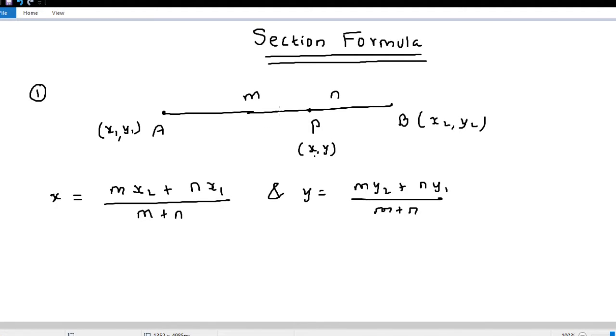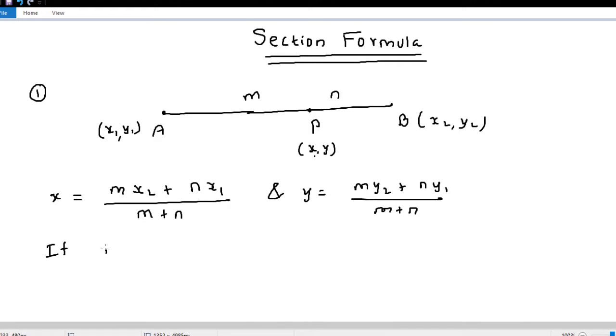Let us continue here. Let us understand that if you multiply m with the x coordinate of point B and n with the x coordinate of point A, that is, diagonally you are multiplying them, upon the sum of the ratios, then you get the x coordinate of point P. Similarly, m times the y coordinate of point B plus n times the y coordinate of point A upon m plus n gives you the y coordinate of point P.